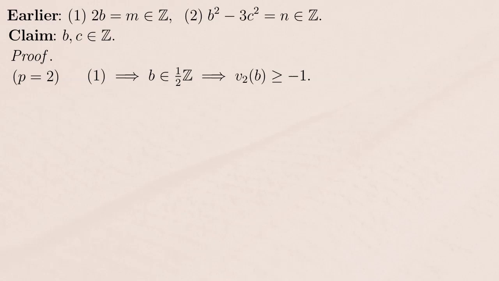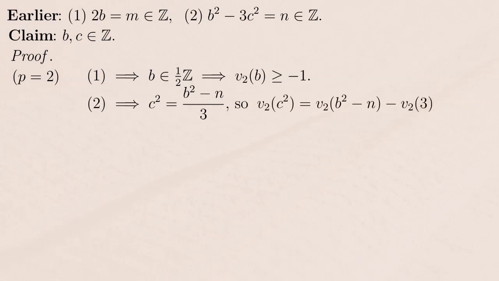Now let's write c squared as the rational number b squared minus n over 3. What's its 2-adic valuation? Well, it's v2 of b squared minus n minus v2 of 3, but v2 of 3 is 0. So v2 of c squared is at least the minimum of v2 of b squared and v2 of n.